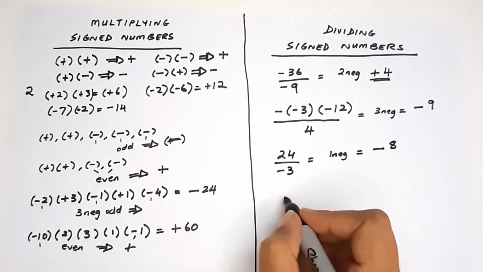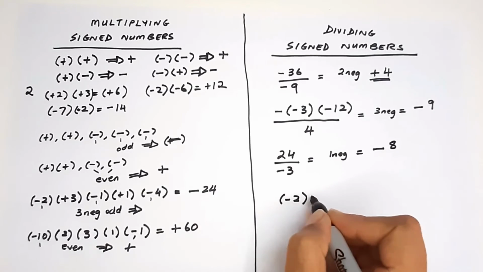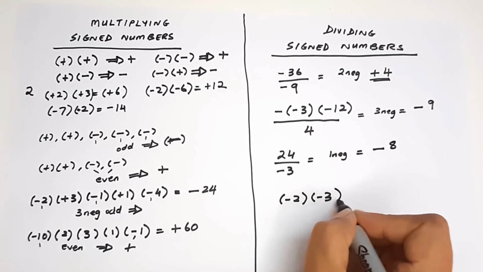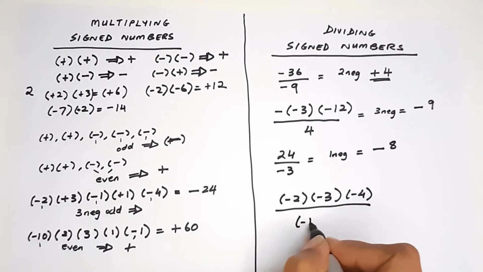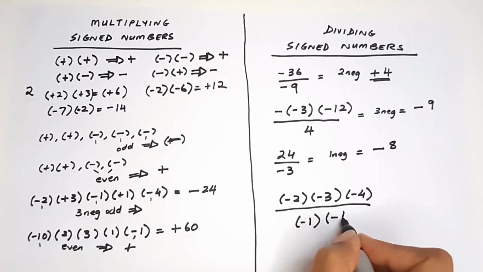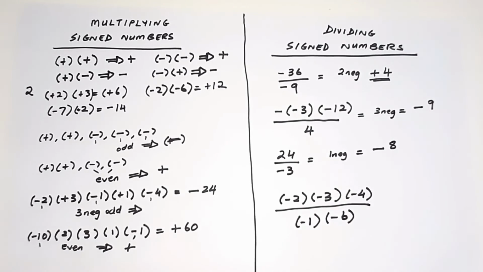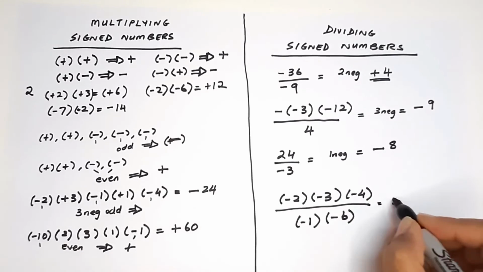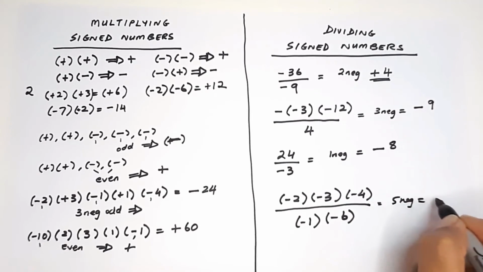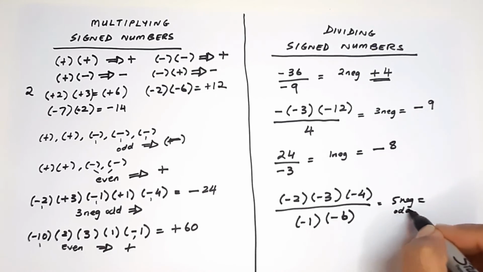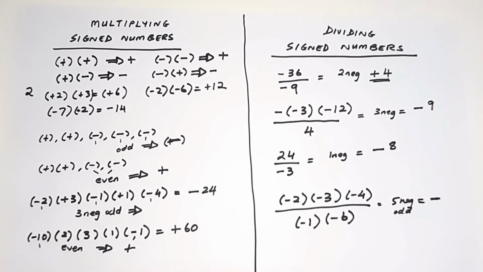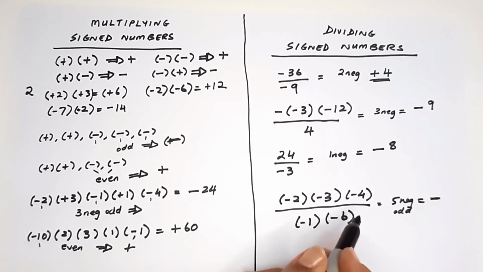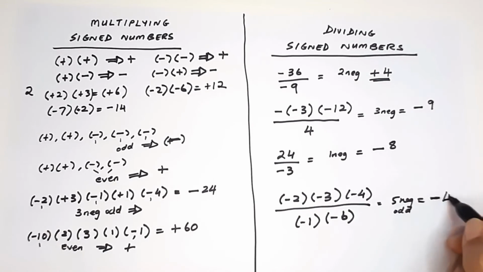And the last one, negative 2, negative 3 into negative 4 over negative 1 into negative 6. Big exercise. Let's count how many negatives we have here. 1, 2, 3, 4, 5 negatives. 5 negatives, so it's odd. So the answer has to be negative. Work out your answers. You see, 2 3s are 6, which cancels with the 6. So the answer is negative 4.